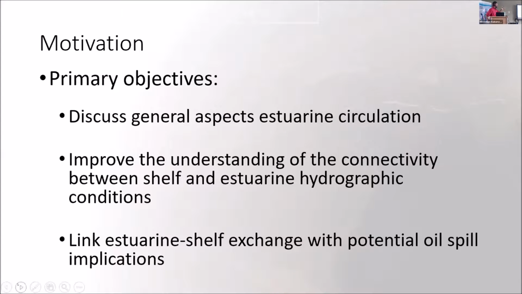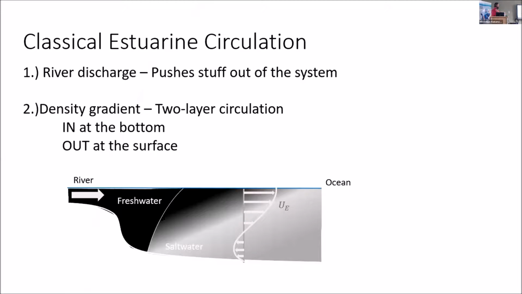The primary objectives are to discuss some general aspects of estuary circulation, improve the understanding of connectivity between the offshore shelf conditions and how they can potentially affect the inshore estuary, and then talk about how this estuary-shelf exchange can have oil spill implications. So with that, the bare bones, most basic look at estuary circulation: this classic two-layer structure where you have river input at one end.